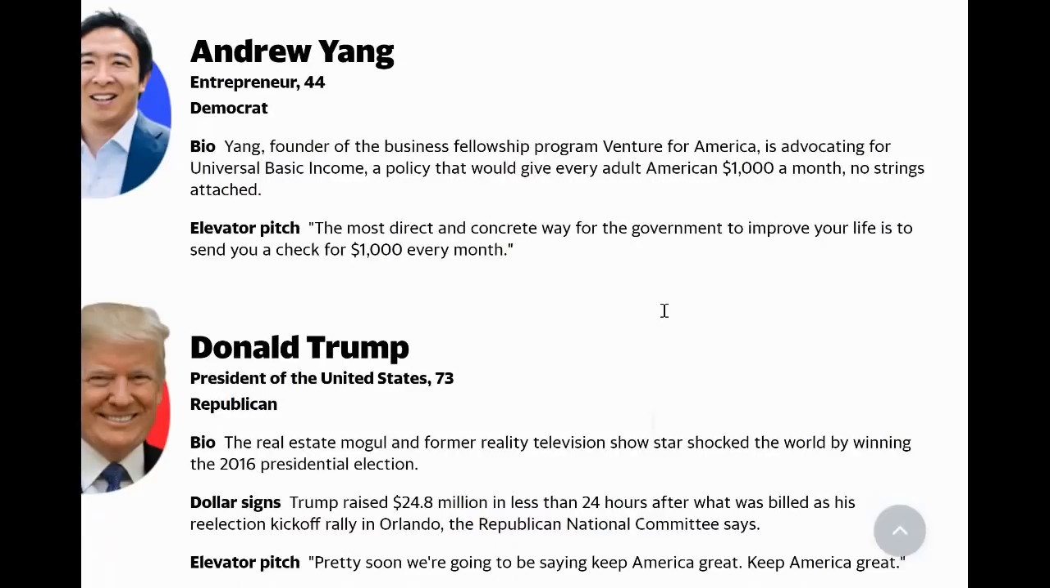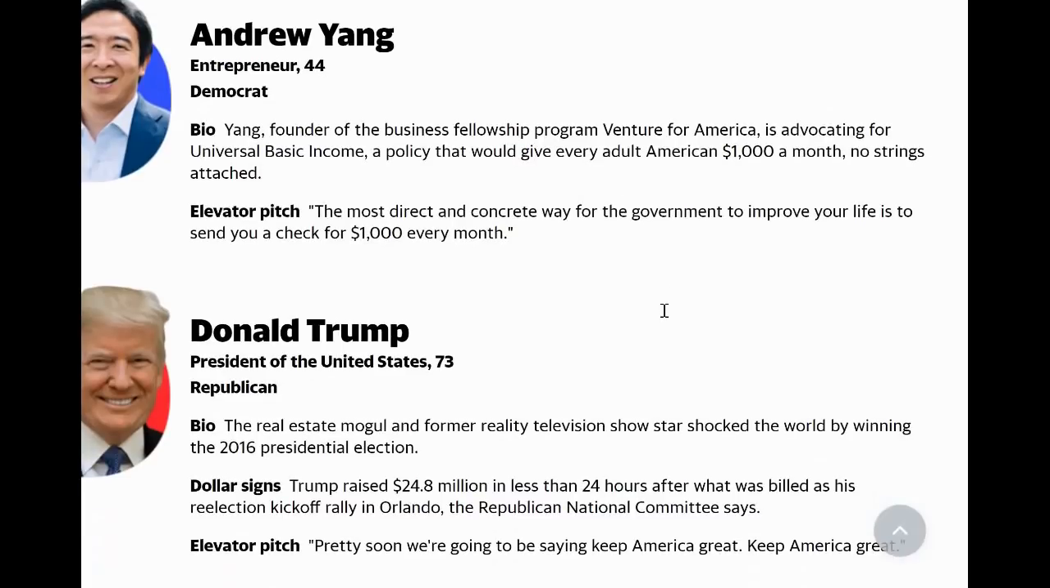Andrew Yang: the most direct and concrete way for the government to improve your life is to send you a check for $1,000 every month. That's the Freedom Dividend. That is the best. That is the positive vision. I'm saying the best because I'm with Yang, but I'm also applying the principles. Regardless of that, even if I didn't support Yang, one would still find that this is the best because it's for the people. It's actually bringing benefits to the people.